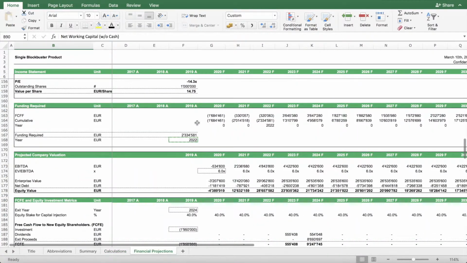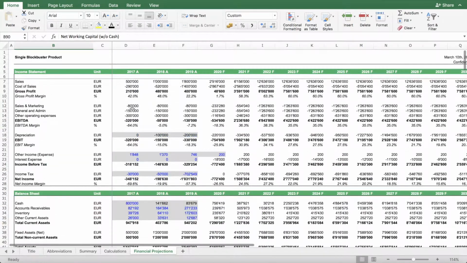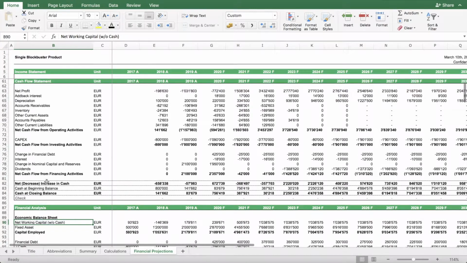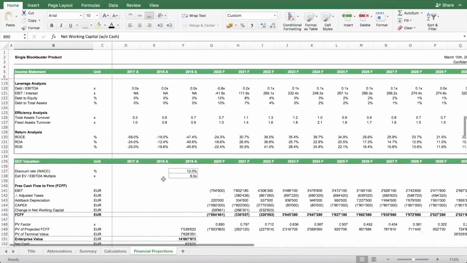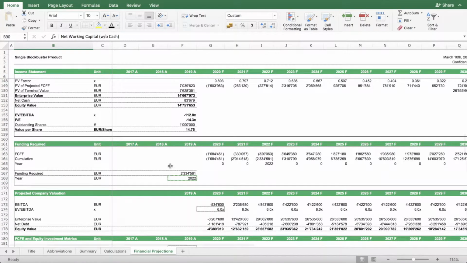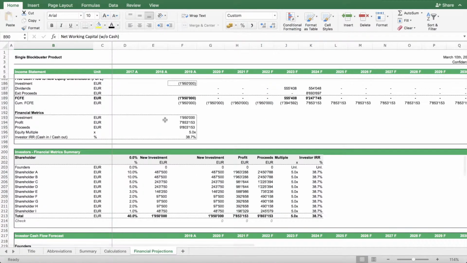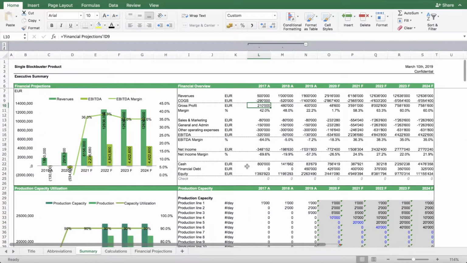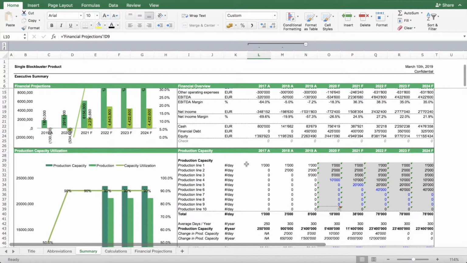And then here we have a financial projections sheet which contains the three financial statements: income statement, balance sheet, cash flow statement, financial ratios, DCF analysis, and then also the calculation of the funding required and the calculations for up to 10 investors, how much returns they can expect, how much they need to invest, how much equity stake they will be given. So I will shortly lead you through how this model works.